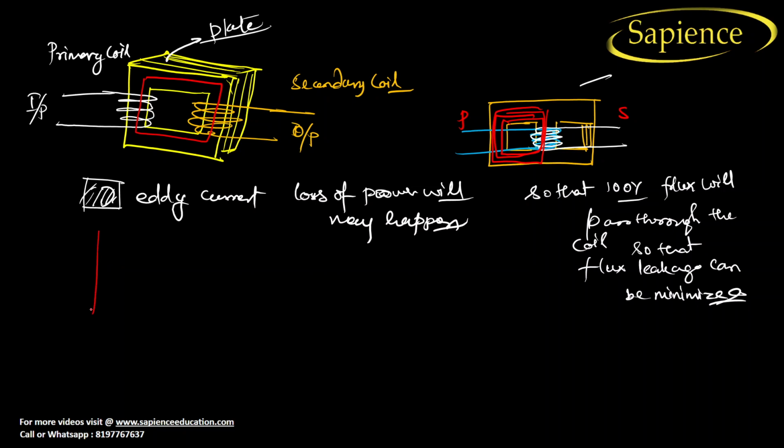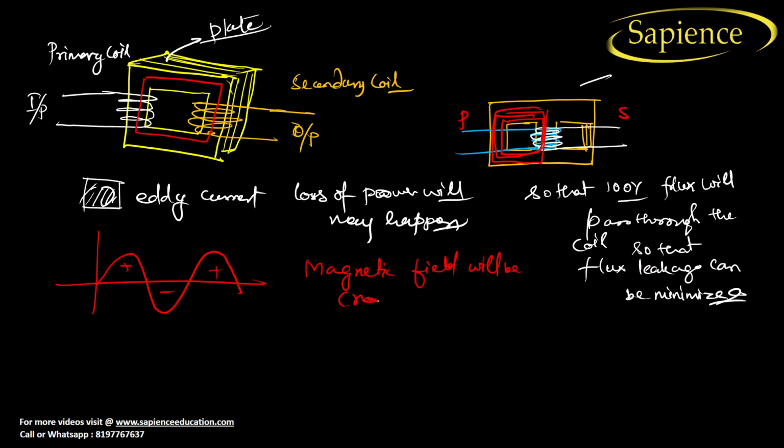Now we know that the supply input is like this. This is a supply input, alternating between positive and negative. Since due to AC current a magnetic field will be created, as a result, induced EMF is produced in the secondary coil.